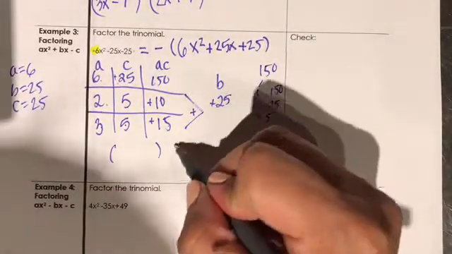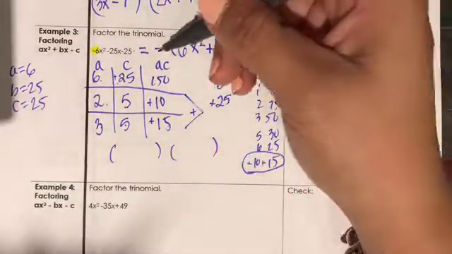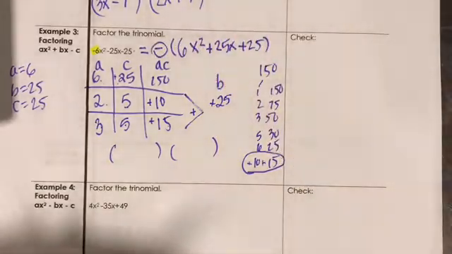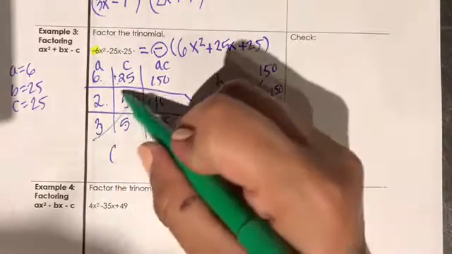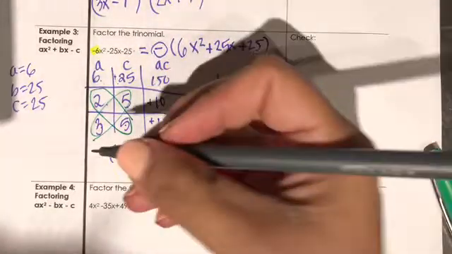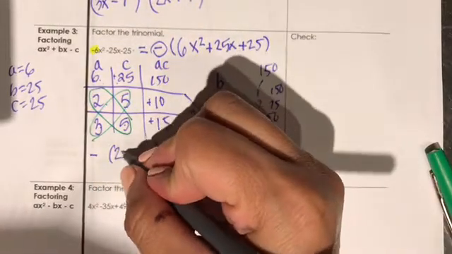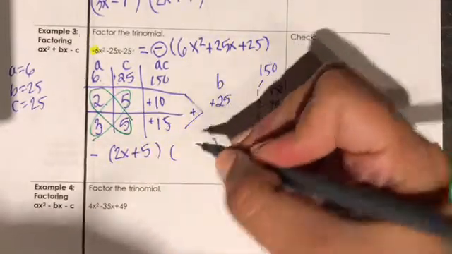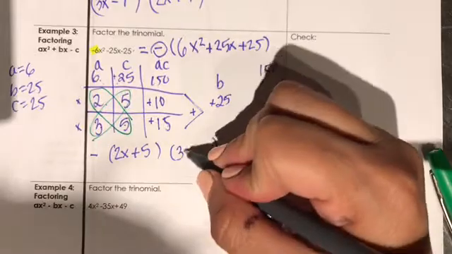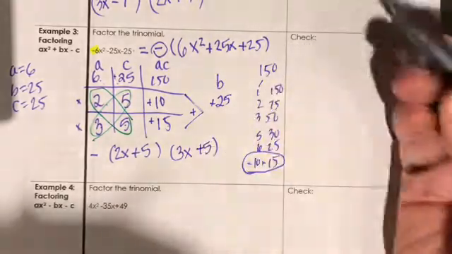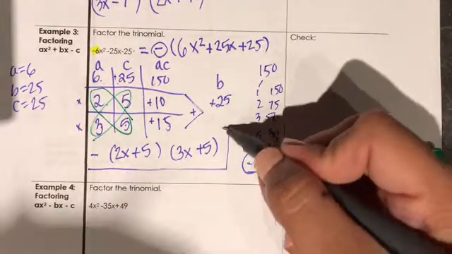Go ahead and factor. Don't forget we took out the negative. Let's pair them. Negative, 2x plus 5. Remember, these are x's. 3x plus 5. This is your answer.